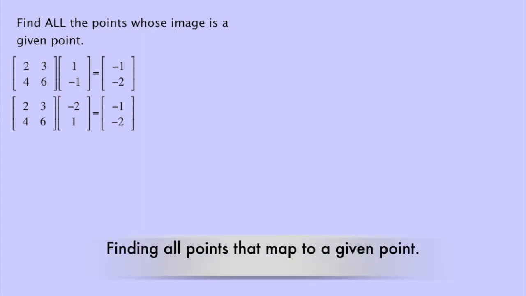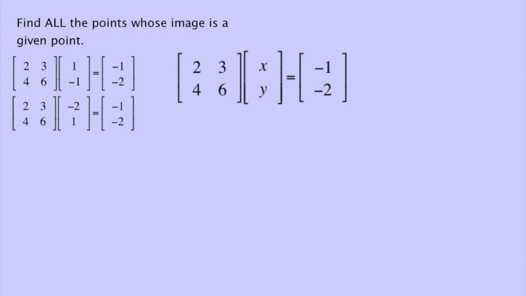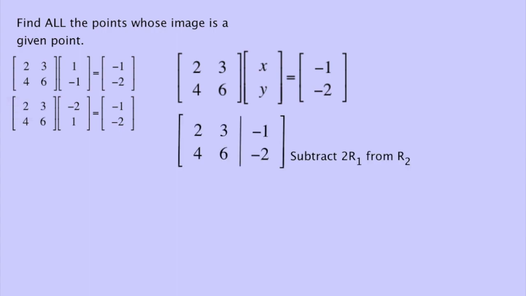In the last example, we found that 2 different points yielded the same image point, (-1, -2). So what if we wanted to find all the points whose image was a certain point? Well, we would be wanting to solve the system where the matrix times some pre-image point (x, y) yields the outcome (-1, -2) in this example. Well, we learned how to solve a problem like this using matrices. We can use the augmented matrix, which we've set up here.